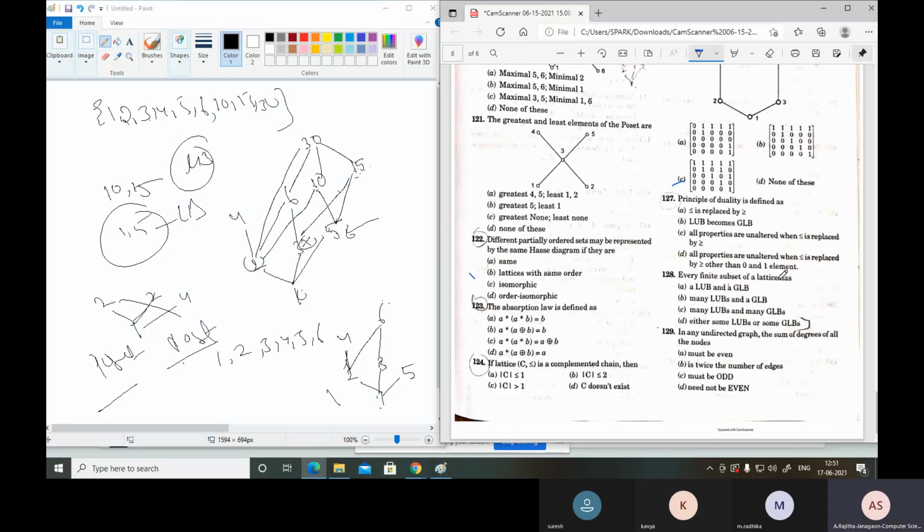Every finite subset of a lattice has both LUBs and GLBs. So the finite subset contains LUBs as well as GLBs. So this is what the MCQs regarding set theory cover.